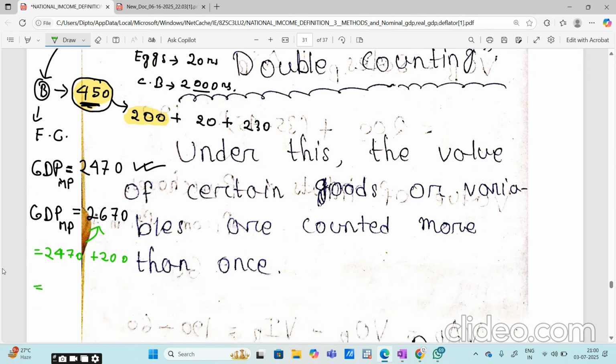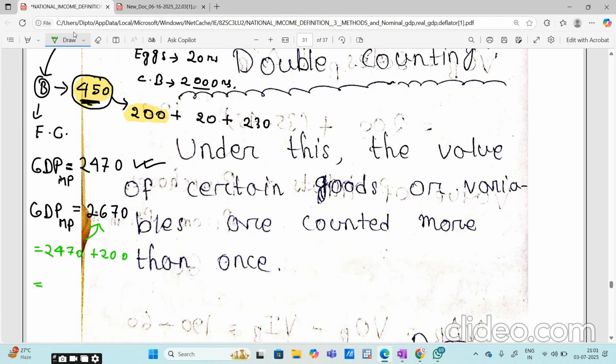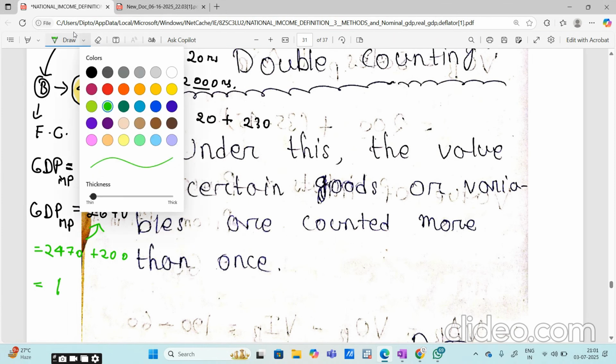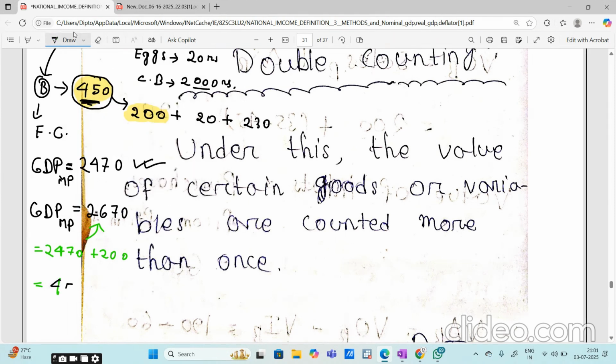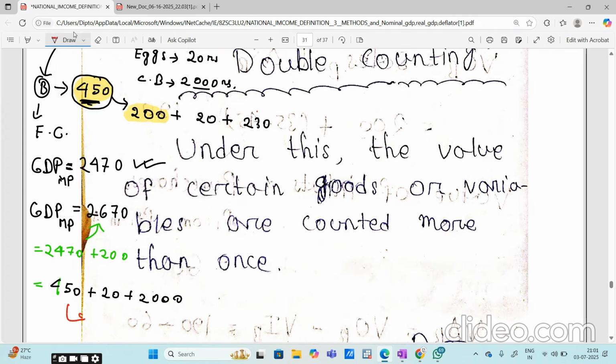Now within this 2470 we have the price of the bag, that is 450. We have the price of eggs, that is 20. We have the price of the bat, that is 2000. Now the point is that within this 450, the price or value of the bag, the price of leather, that is 200 rupees, is included, is present.